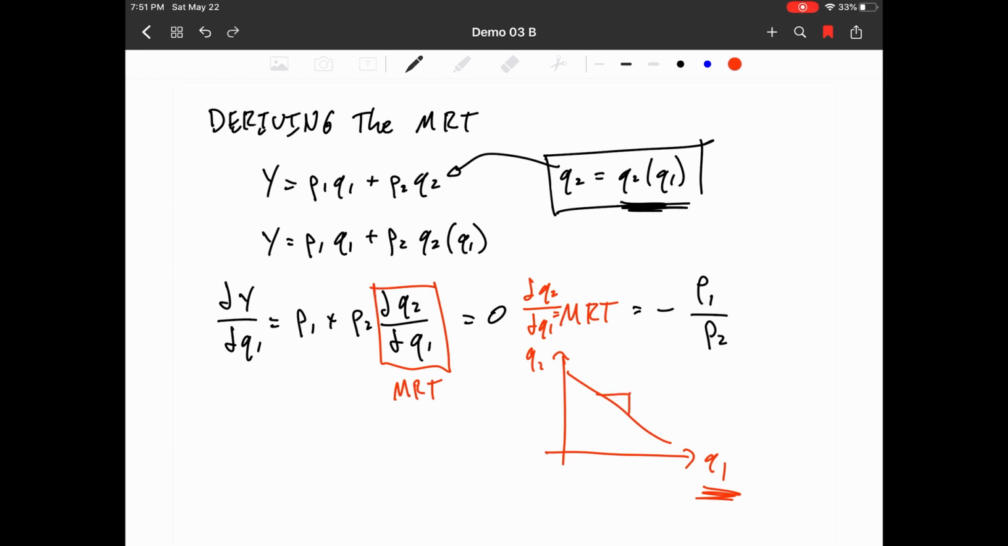And this marginal rate of transformation is just the slope of this budget equation here. And this is really where it comes from. It's not that complicated of an operation, but the result is pretty simple. Just this piece here. Okay.